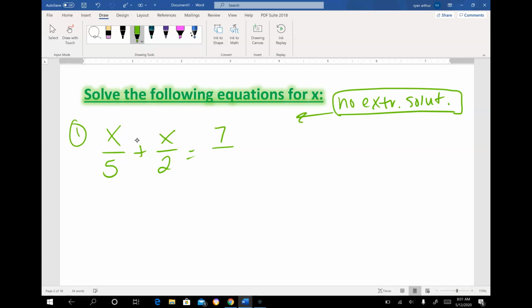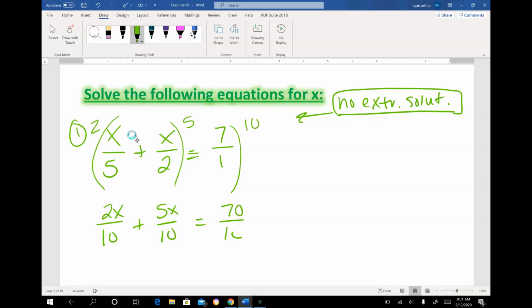So we put the 7 over 1, remember? Now, 2 can't go into 5 and 5 can't go into 2. But what number can they both be made to look like? And that's 10. So I need to make 5 look like 10, and to do that I'm going to multiply it by 2. To make 2 look like 10, I'm going to multiply it by 5. To make 1 look like 10, I've got to multiply it by 10. So in the previous lessons, we only simplified this left-hand side. Now we're going to have to do both, okay? So that's 2x over 10 plus 5x over 10 equals 70 over 10.